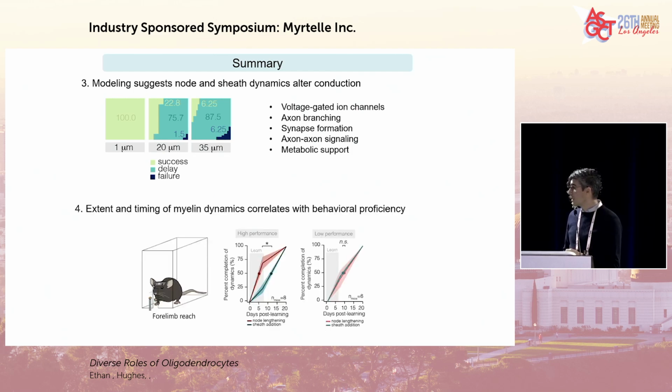And then lastly, we find that these cellular changes are really correlated to behavioral proficiency in these tasks, really highlighting that this plasticity of myelination on neural circuits is really important for learning new tasks as well as performing well on them.